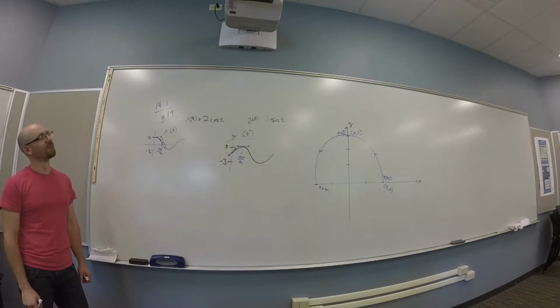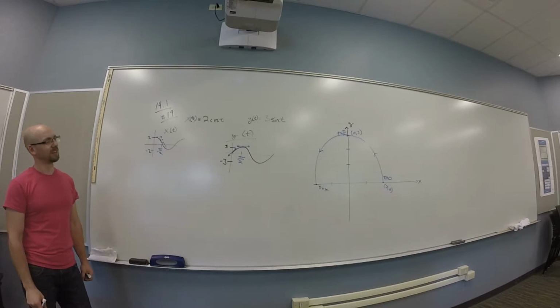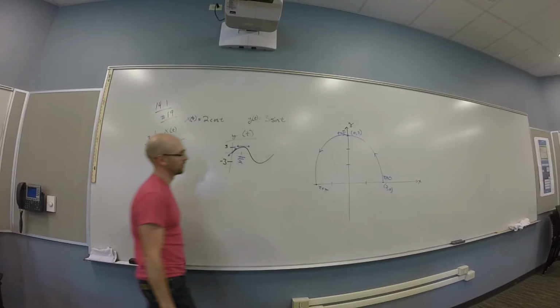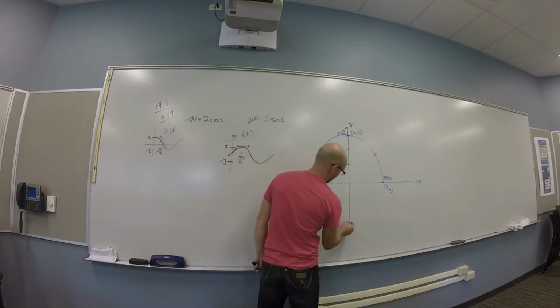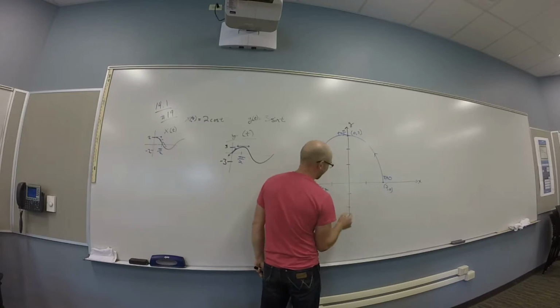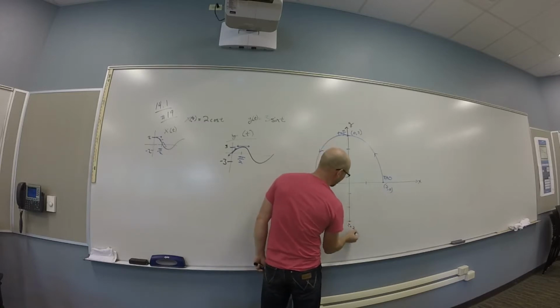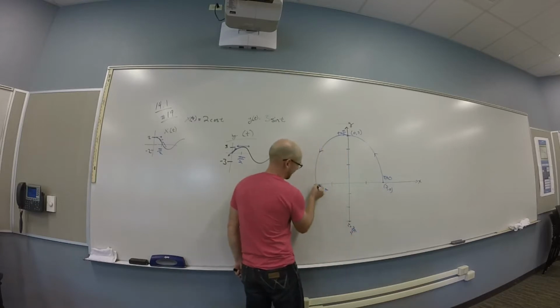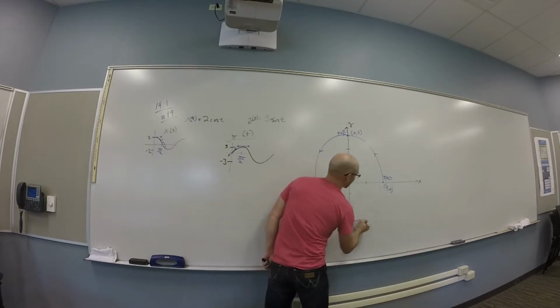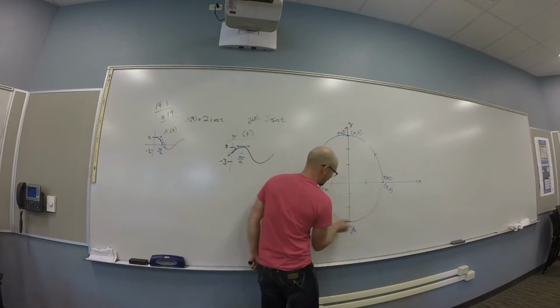Okay, so what's the next one? 3 pi over 2. So that's going to be down here. X is 0. So this one is definitely an ellipse. But I still don't know what an oval is, so it might be the same thing. Who knows?